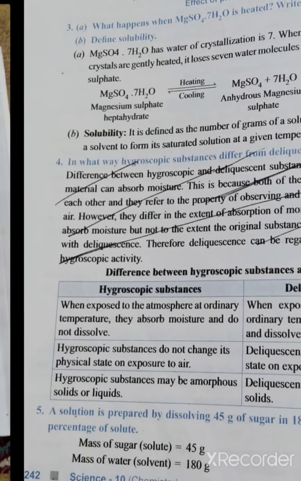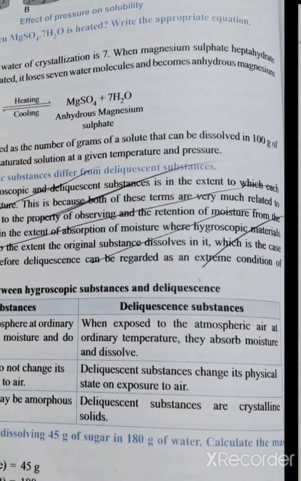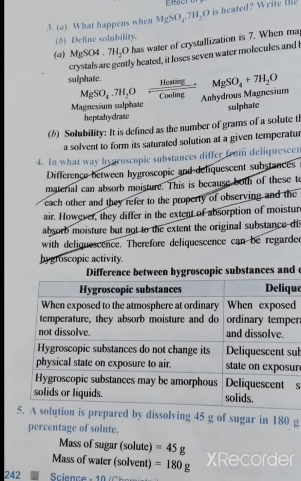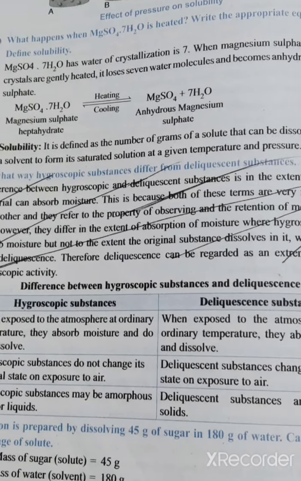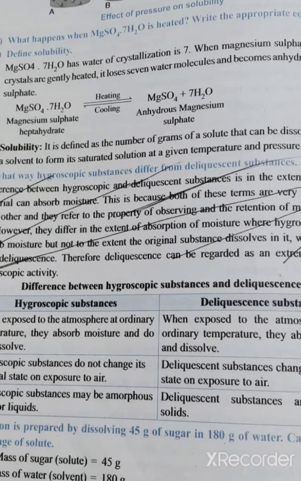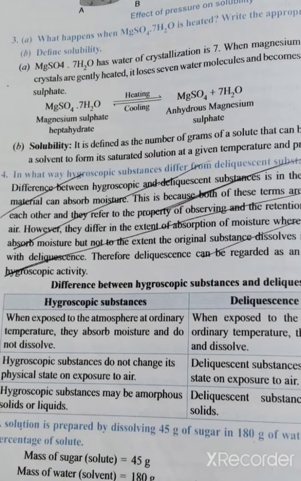Fifth question is a simple problem. A solution is prepared by dissolving 45 gram of sugar in 180 gram of water. Calculate the mass percentage of the solid. So you have to understand what is given here. The mass of the solid, the sugar, is 45 gram, and the mass of the solvent, the water, is 180 gram.